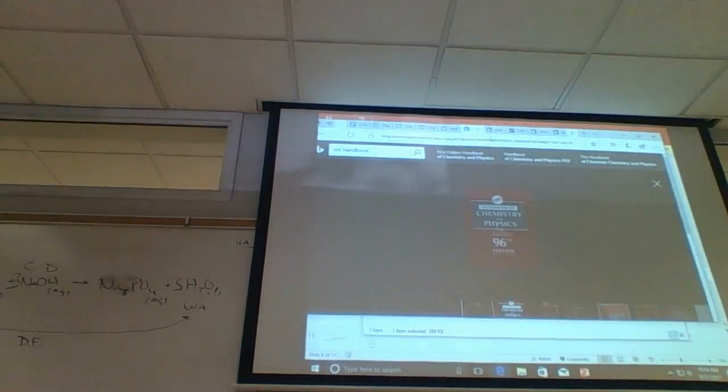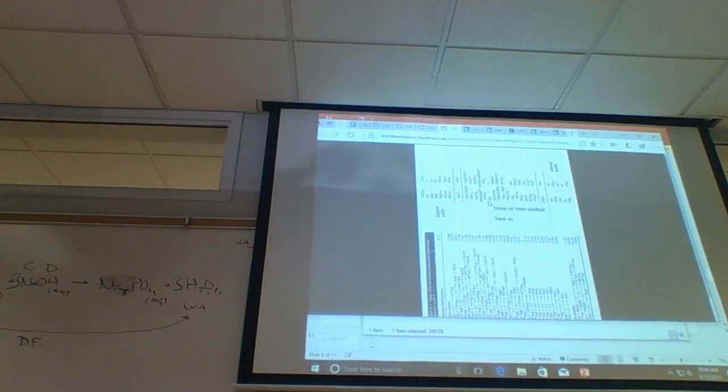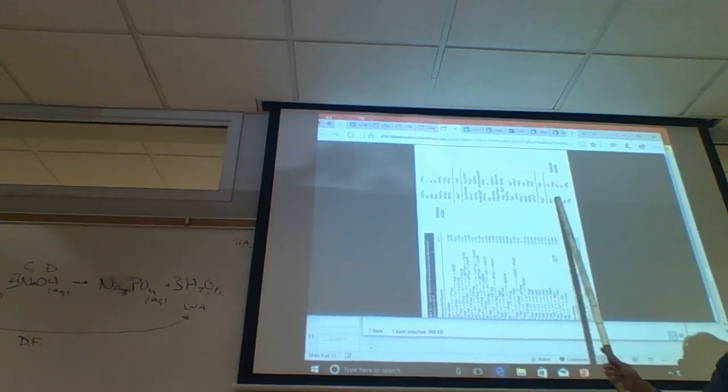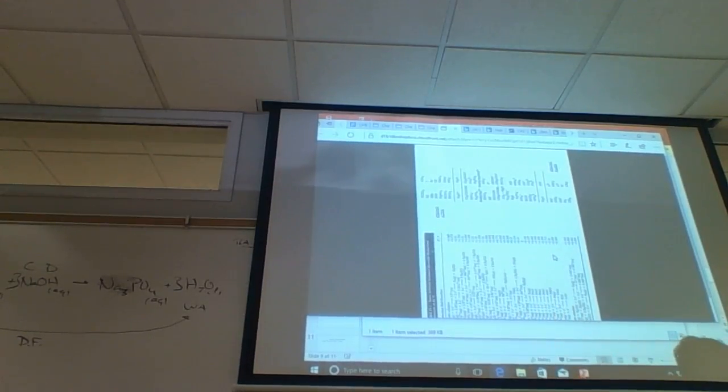I don't know. Should have opened this in Chrome. But here's the Lewis. This is not Lewis. Here's the Bronsted acid base table there. It's easy.